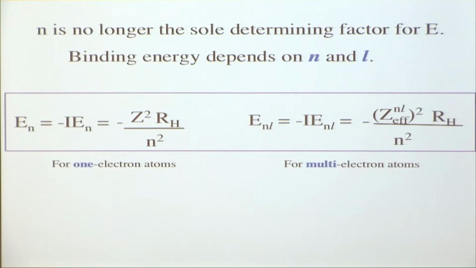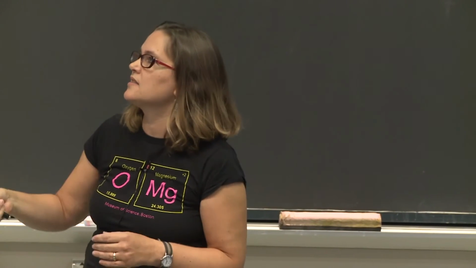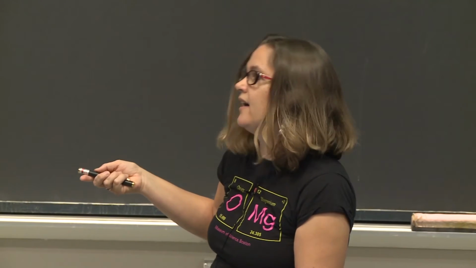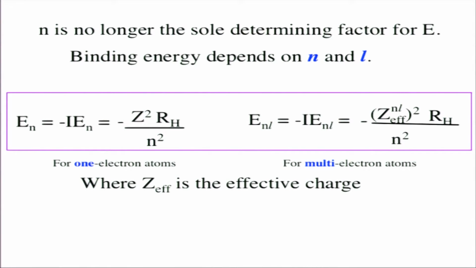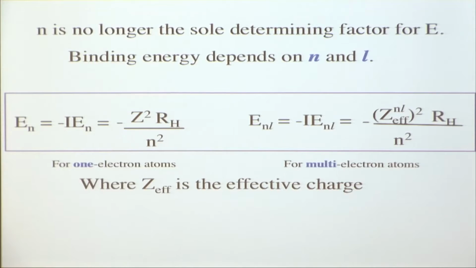So the binding energy for the electron is minus the ionization energy. That's always going to be true. The binding energy is always going to be equal to minus the ionization energy, which is equal to minus Z, but now we have a different Z. We have Z effective, abbreviated Z EFF. So this is the effective charge, not the actual charge, and that's squared. And then we have the Rydberg constant and n again. So Z effective is not the same as Z.